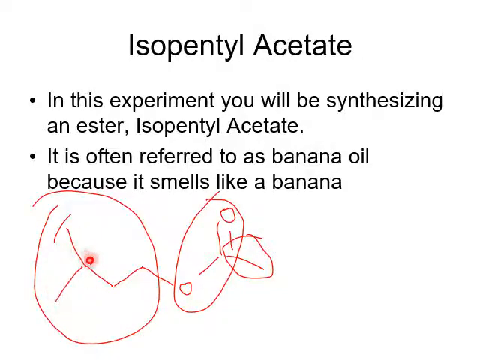So again, 1, 2, 3, 4, 5 carbons. That's the isopentyl. This is the ester. Ester is a ketone with an oxygen attached to the carbon, and then this final methyl. So it's a methyl ester, right? It is often referred to as banana oil because it smells like a banana.